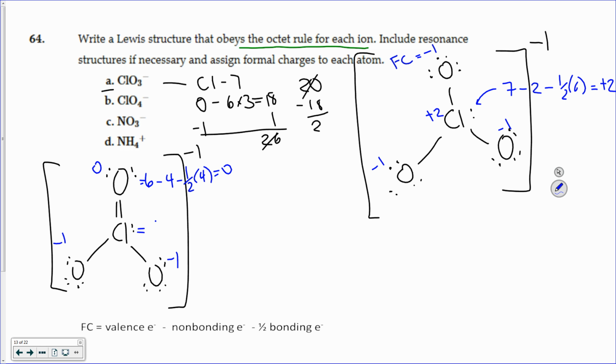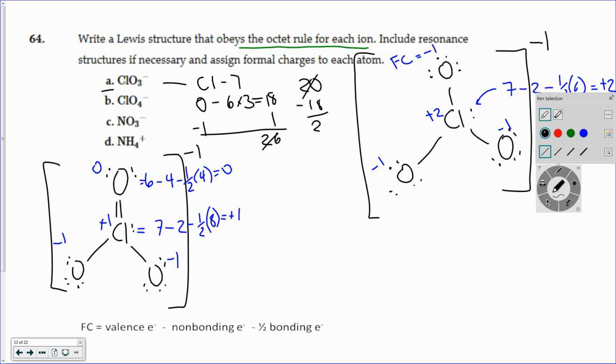So the chlorine is 7 less the 2 less 1/2 of how many bound electrons to the chlorine? How many? 8, right? So if I do that, that gives it to be a +1. So this guy's +1. That's better, okay? It's not maybe the most preferred, so let's try something different. Let's collapse another pair of electrons down.